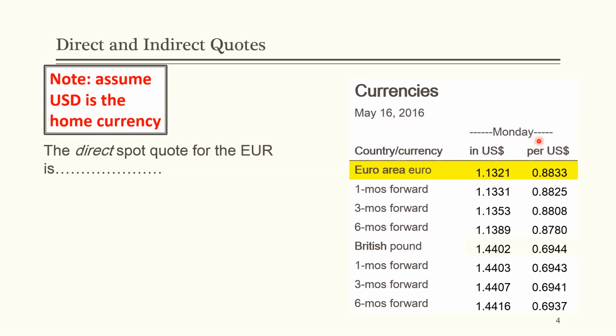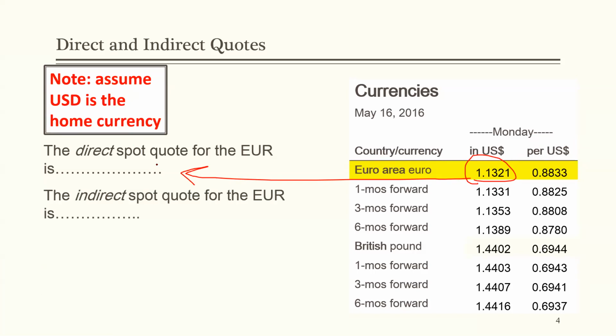In the second column, I have the per USD value. This column tells me the value of each USD in the foreign currency, okay? So going back to our example, when I say a direct quote for the euro, I'm talking about the price of the euro in the USD. The direct quote here is therefore 1.1321 USD per euro. In terms of the indirect quote, this is the price of the home currency in the foreign currency. So as a US citizen, it will be the price of the USD in terms of the euro. In this case, it will be 0.8833 euro per USD, okay?